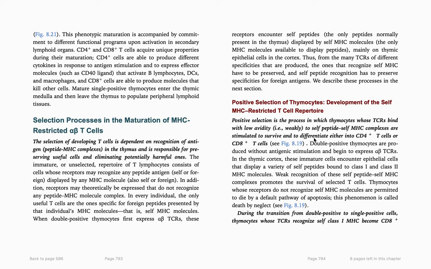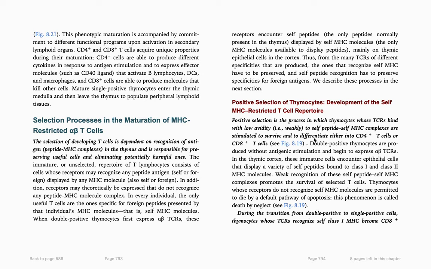In the thymus cortex, these immature cells encounter epithelial cells that display a variety of self peptides bound to MHC class 1 and MHC class 2 molecules. Weak recognition of this self peptide-self MHC complex promotes the survival of the selected T cell. Thymocytes whose receptors do not recognize self MHC molecules are permitted to die by the default pathway of apoptosis. This phenomenon is called death by neglect.